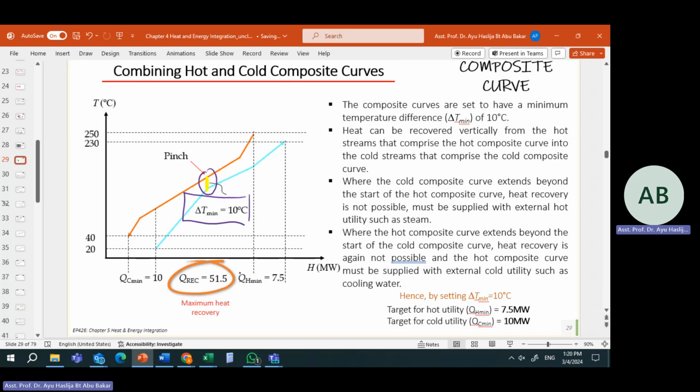What is your QH min and QC min? Heat recovery, this is the maximum heat recovery. So meaning that using this pinch point, you need to supply this amount of heat in order to proceed in your process flow. You need to supply this for your heat integration part.